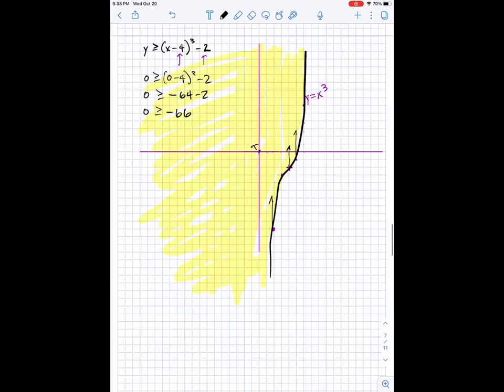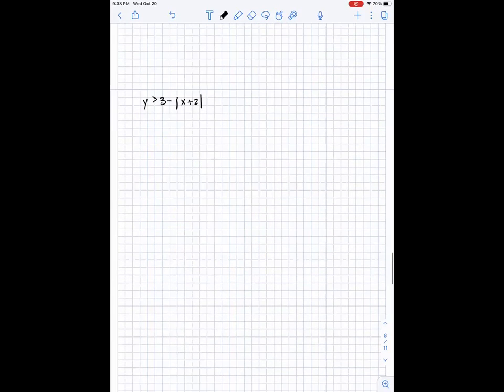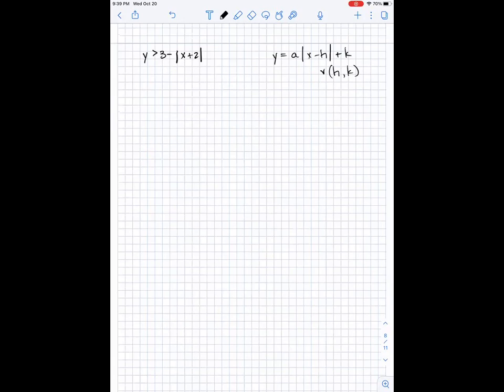We can do the same thing with absolute values. I don't like this form, so you can put it in a form that's more easily recognizable. Remember, a times the absolute value of x minus h, plus k, gives you a vertex at h and k. The slopes of my lines are going to be a and negative a. We just know that from the absolute value form and our rules for transformations. So I'm going to put this in that form.